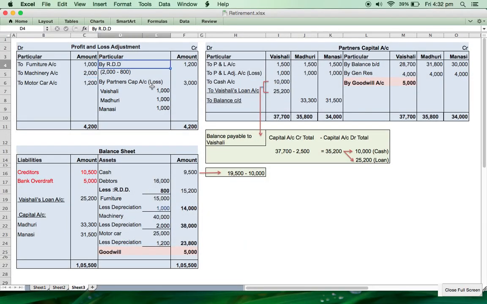Here the liability is getting reduced, so we are going to show it at profit and loss adjustment account credit side by RDD 1,200, that is the difference between 2,000 minus 800. 800 is the new RDD that they want in the new balance sheet. So in the new balance sheet, you are going to show debtors inner column 16,000 less RDD. This is 800 instead of 2,000. Outer column it would be 15,200.